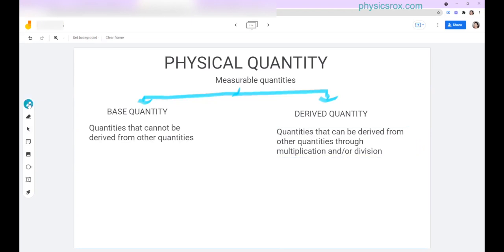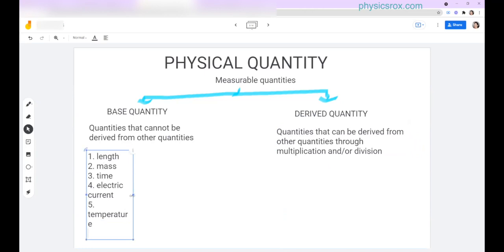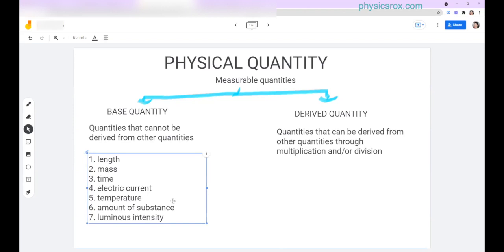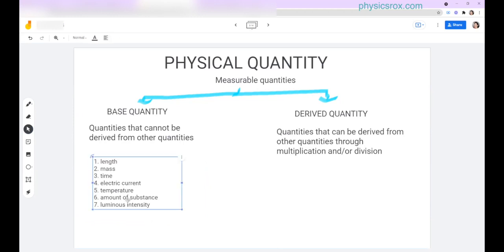So base quantities, there are only 7 that exist in this world. Length, mass, time, electric current, temperature. Okay, the last 2 normally we don't learn. Amount of substance and luminous intensity. So that means all the ones I mentioned just now, the length, time, speed, area, volume, all this can be measured, right? But in this world, got 7 base.